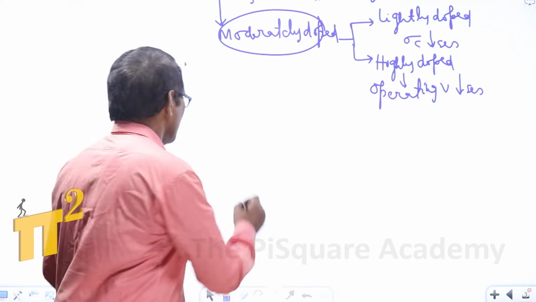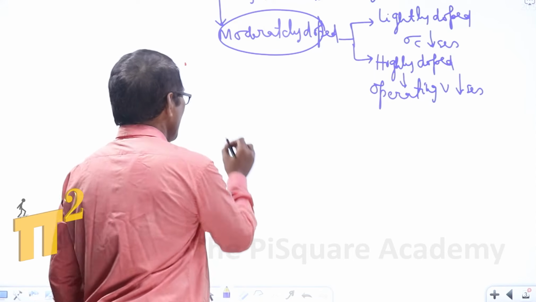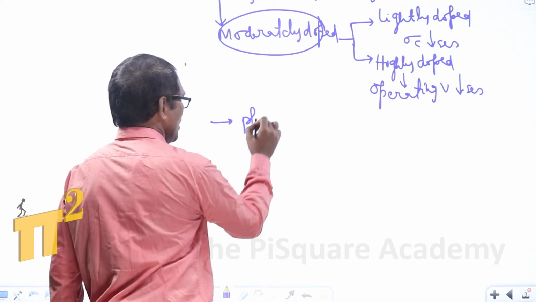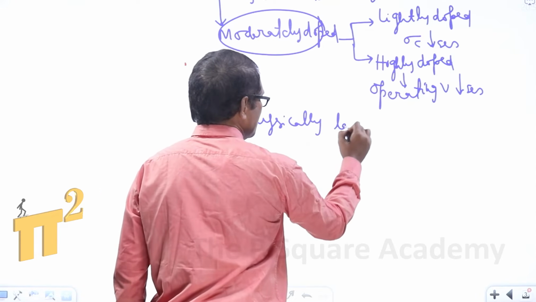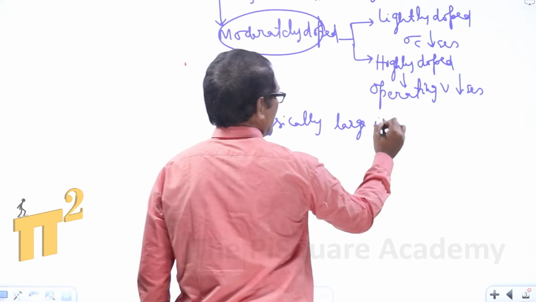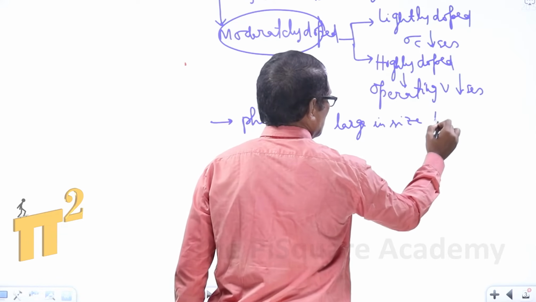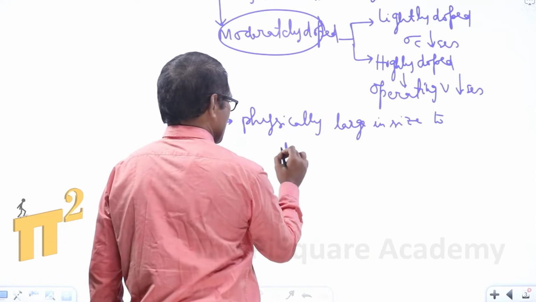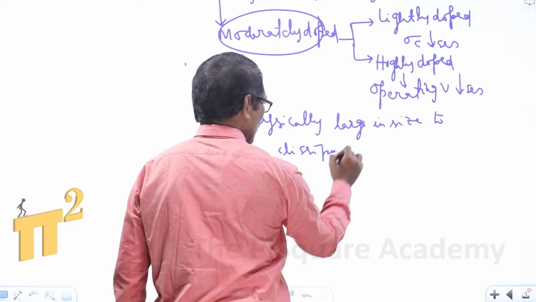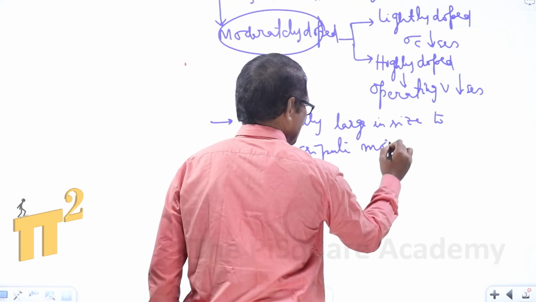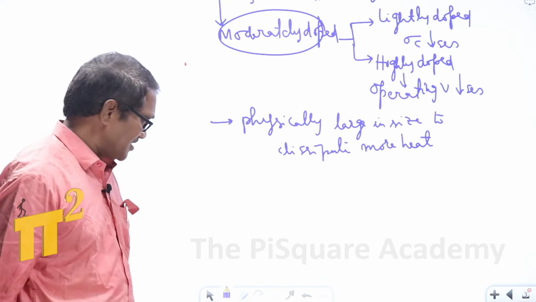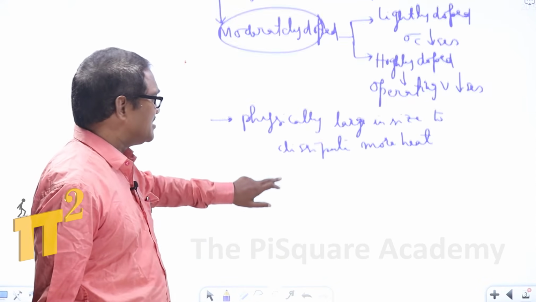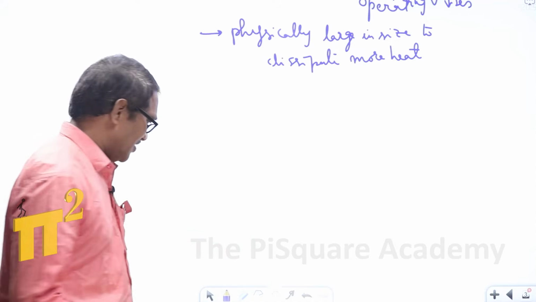The next one is, it is made physically large in size to dissipate more heat. These are the characteristics of the collector. And the next very important section is the base. Have you understood this, right?